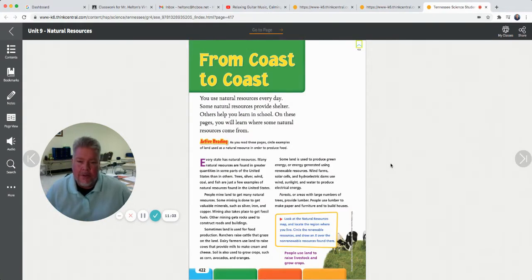From coast to coast, you use natural resources every day. Some natural resources provide shelter. Others help you learn in school. On these pages, you will learn where some natural resources come from.